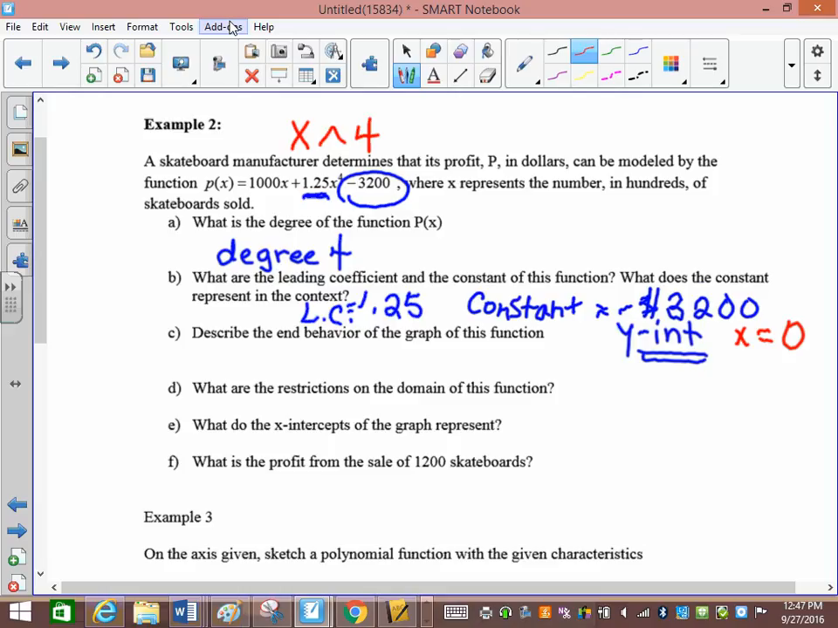Make your y max be 10,000. You have 10,000 on profit.